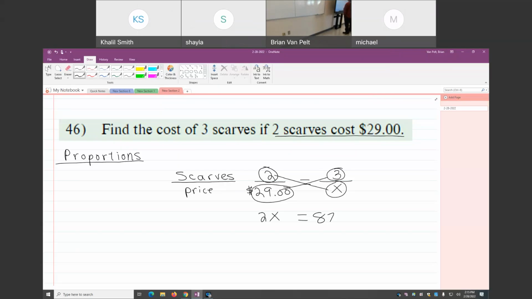Now, X is just the cost of three of them. X is not necessarily the cost of each scarf. So let me divide, because X is equal to 43.5. And so the spot that goes down there is 3 over 43.5. So the cost of three of these is $43.50. That's what the question was asking.